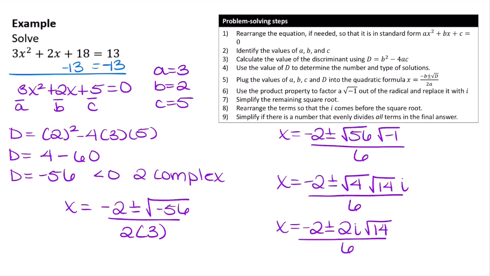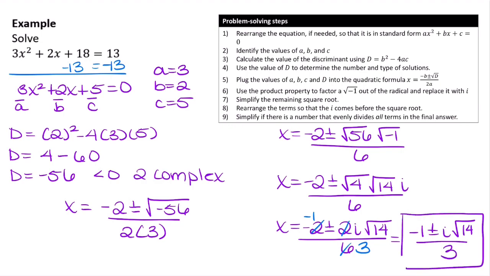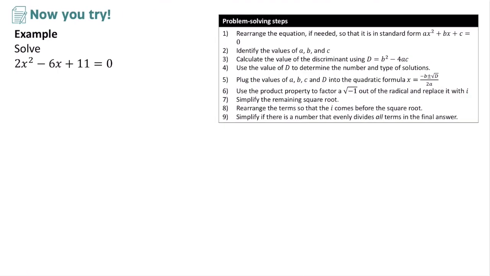Well, now notice that all of these terms are divisible by 2. So I'm going to go ahead and divide every term by 2. So I have negative 1, the 2 cancels, and then we have 3 in the denominator. So this is going to turn into negative 1 plus or minus i times the square root of 14, over 3. And so those are the solutions to our quadratic equation. So now you can go ahead and pause the video and try doing this example on your own.